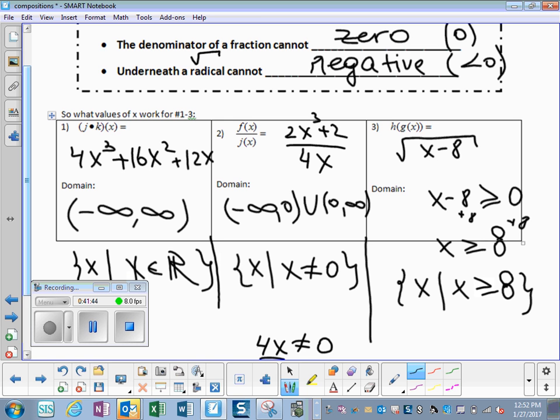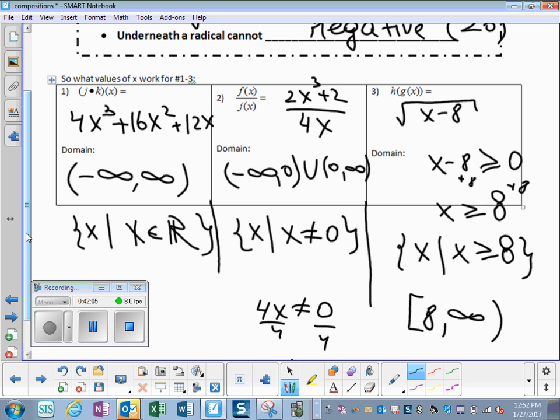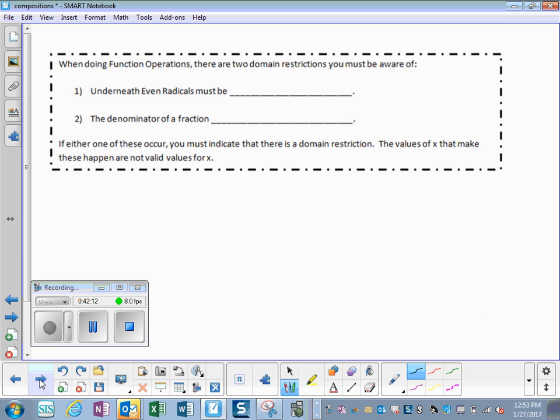In interval notation, how would I write this? 8 to infinity, parenthesis or bracket? Bracket. So that's the domain for this new function. Questions? Okay then. Let's rewrite.